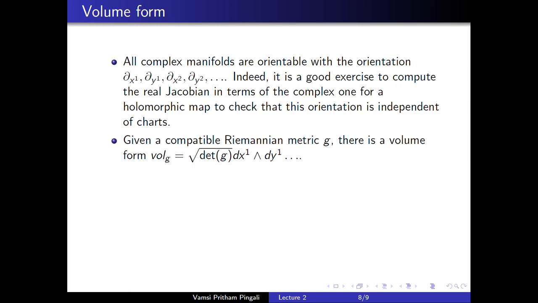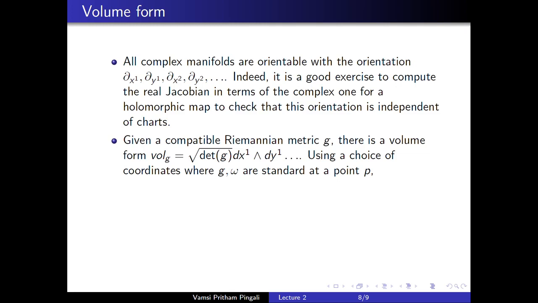There's a volume form, right? Remember our usual Riemannian geometry. You take an oriented basis and you take the square root of the determinant of the matrix, and this will give you a volume form, right? Now here comes the punchline.